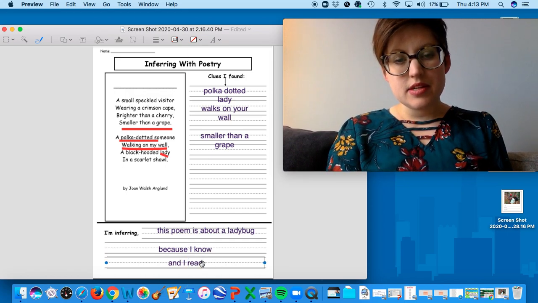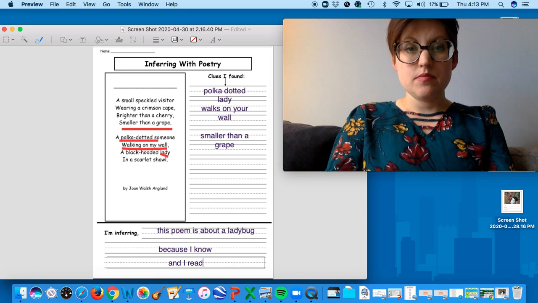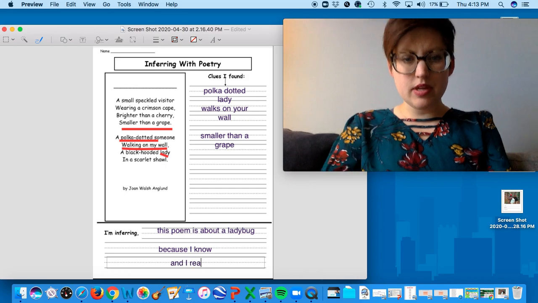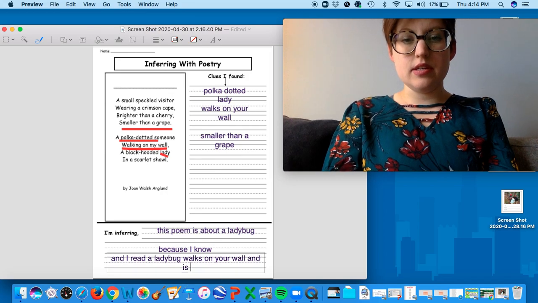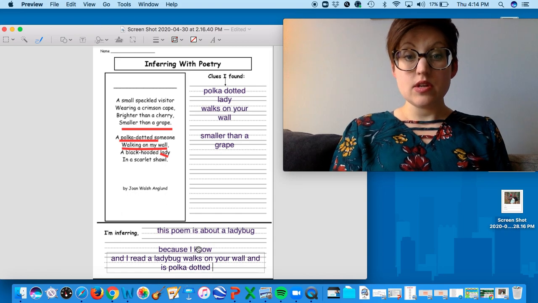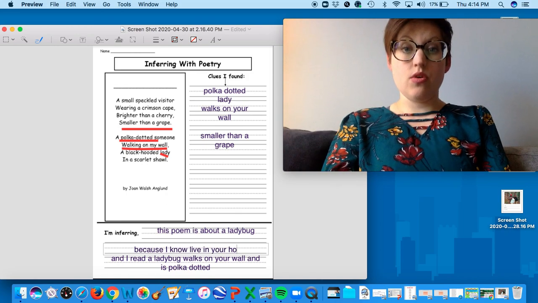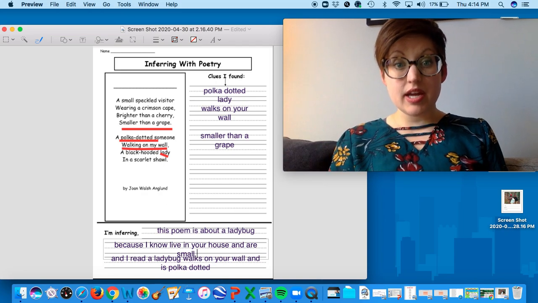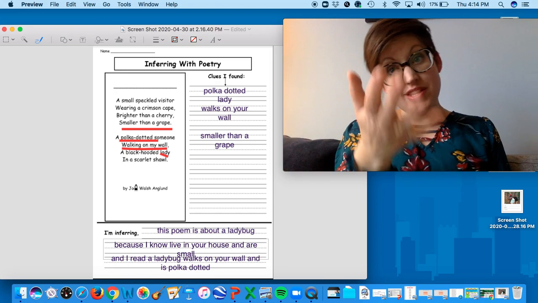So I read that, and this is where you use your clues that you found over here. Because I read, a ladybug walks on your wall and is polka dotted. And what I already know about ladybugs is that they live in your house and are small. So I'm inferring this poem is about a ladybug because I know they live in your house and are small, and I read ladybugs walk on your wall and it is polka dotted.